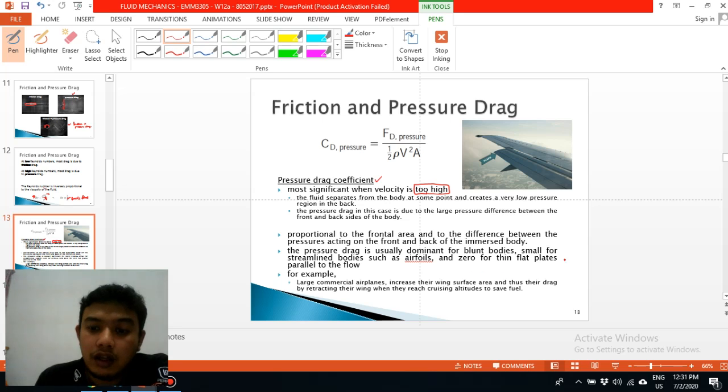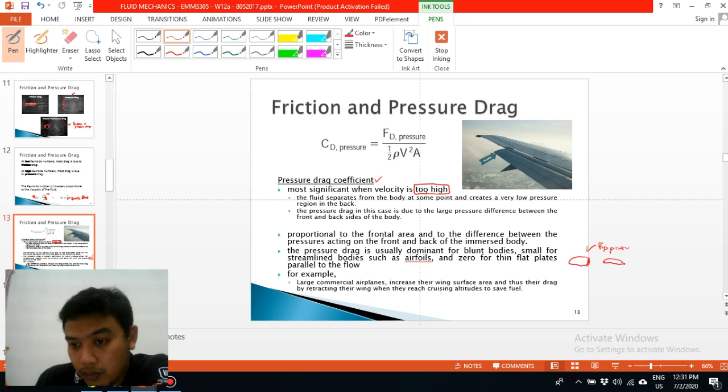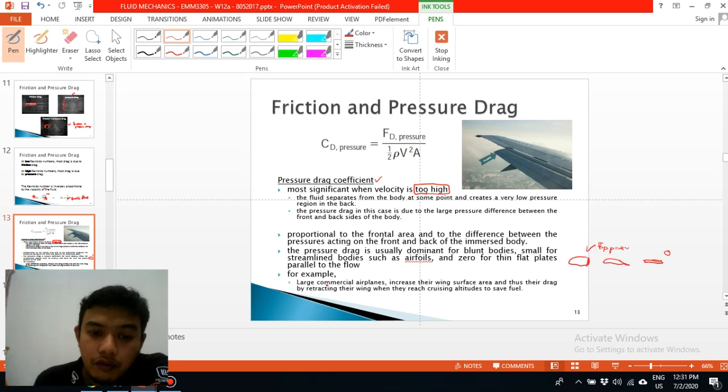Like we mentioned previously, the pressure drag will dominate in terms of the blunt body. For example, a bullet has higher pressure drag, compared to an airfoil, which has a lower one, and if you have a flat plate, the drag can be assumed as 0. For example, large commercial airplanes change their wing surface area, and thus the drag, by retracting the wing when they reach cruising altitude. This is based on the pressure drag coefficient.